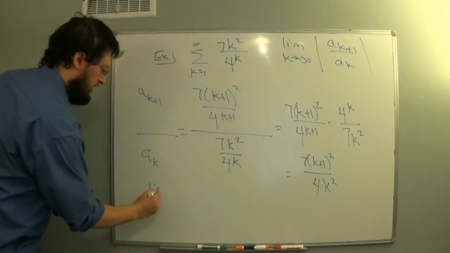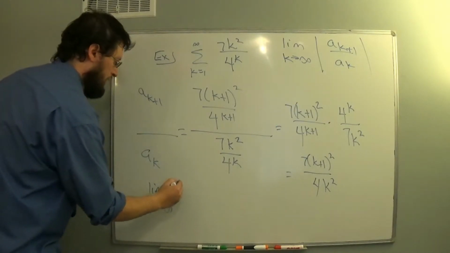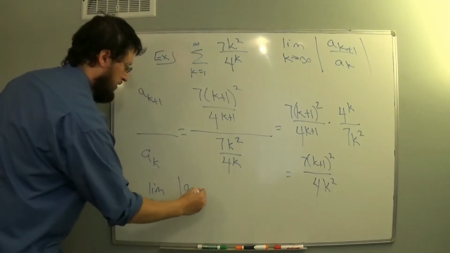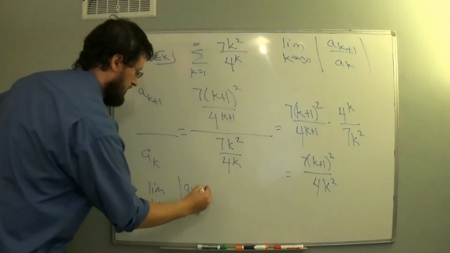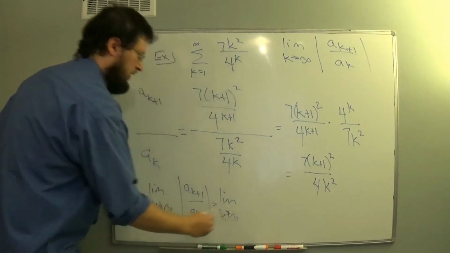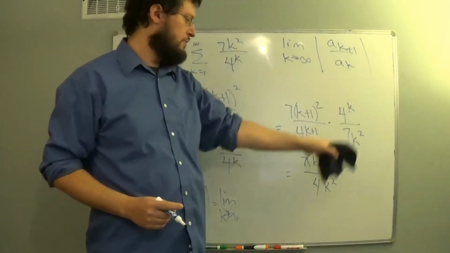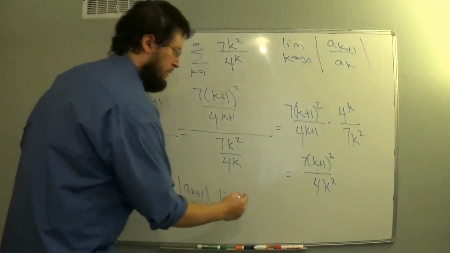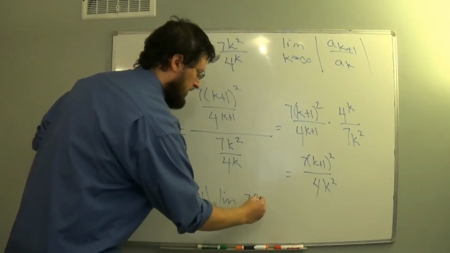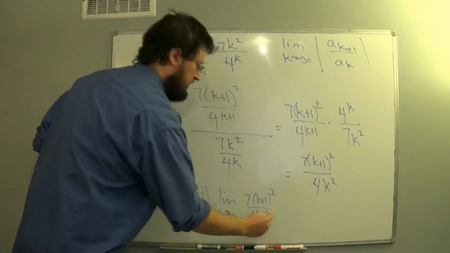So the limit as k goes to infinity of the absolute value of a sub k plus 1 over a sub k is the limit as k goes to infinity of this. Again, the absolute value we can ignore here because there's no negative anywhere. 7(k plus 1) squared over 4k squared.